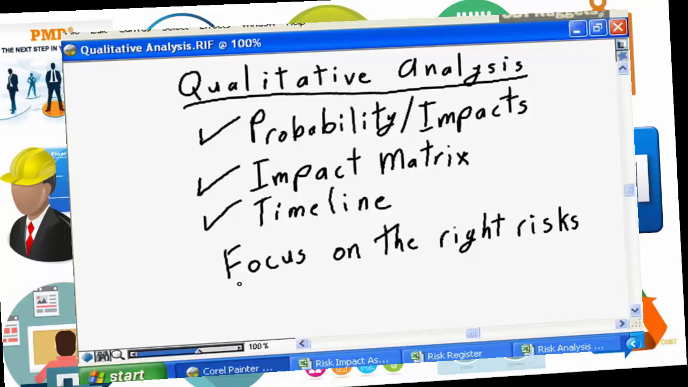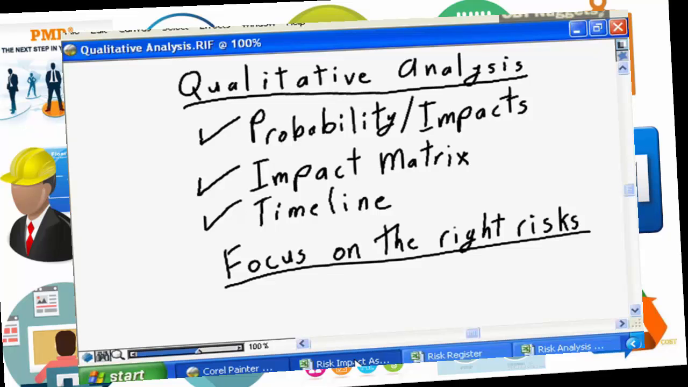You need to ensure that you're focusing on the right risks. You need to ensure that the risks that are going to impact your project in the near future are receiving your attention, and the risks that are going to impact your project in the future are on a brought forward list, and that the low priority, low impact risks are on a casual watch list or possibly even on an ignore list. So how do we go about doing all of that?